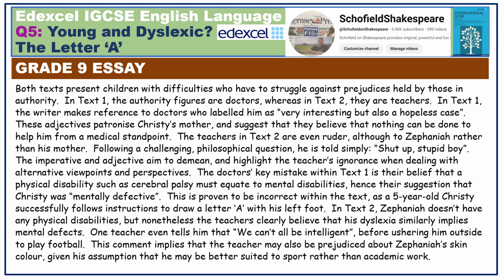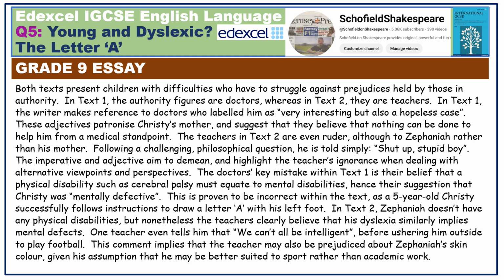The doctor's key mistake within text 1 is their belief that a physical disability, such as cerebral palsy, must equate to mental disabilities, hence their suggestion that Christie was mentally defective. This is proven to be incorrect within the text, as a 5-year-old Christie successfully follows instructions to draw a letter A with his left foot.